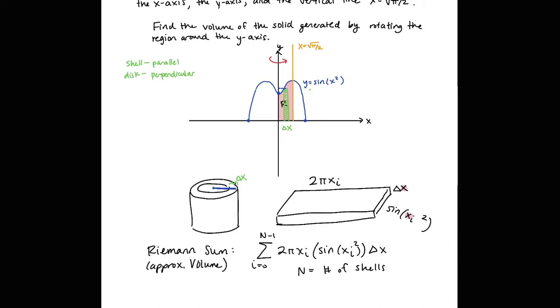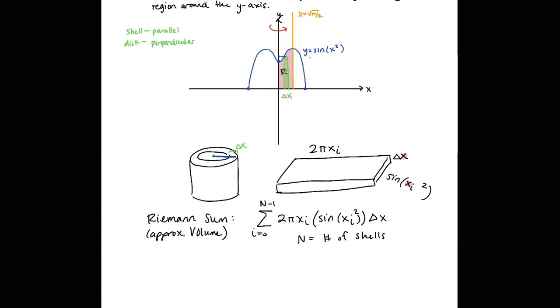Okay, so now we have our Riemann sum, and what would our exact volume be? As n goes to infinity, delta x goes to 0, and we end up getting the integral of 2 pi x sine of x squared. We're integrating with respect to x, and we look at where we are cutting our rectangles from. Looks like our rectangles would start being cut from here, shading in green, up from 0 to root pi over 2. So we go from 0 to root pi over 2.